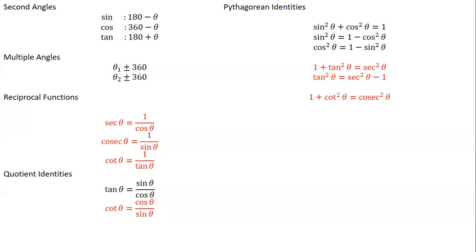We also have 1 plus cot squared theta equals cosec squared theta, and we get that by dividing the original identity by sine squared theta. Or we can rearrange that a little bit to take away 1 from both sides to get cot squared theta equals cosec squared theta minus 1.